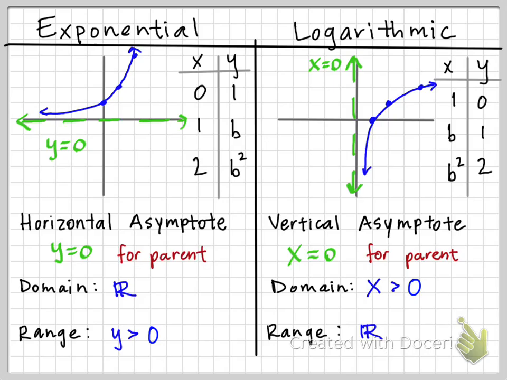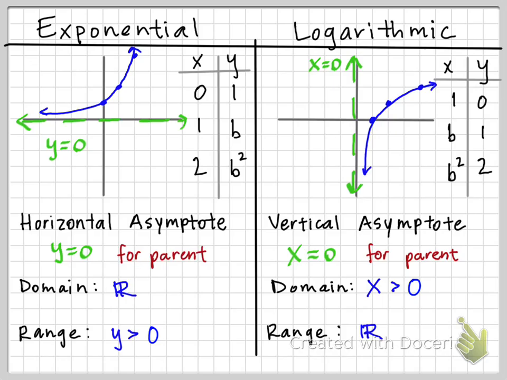My logarithmic function, which is an inverse of exponential, everything flips. The x's become y's, the y's become x's, so my new table is going to be, for x values, 1, b, b squared, and for y values, 0, 1, and 2. Vertical asymptote x equals 0 for the parent function. My domain x is greater than 0, and my range is all real numbers.